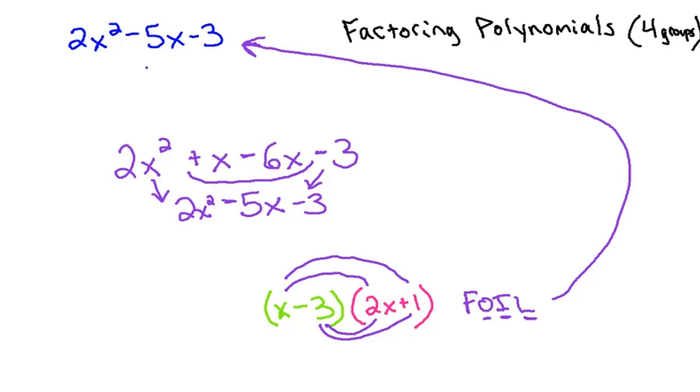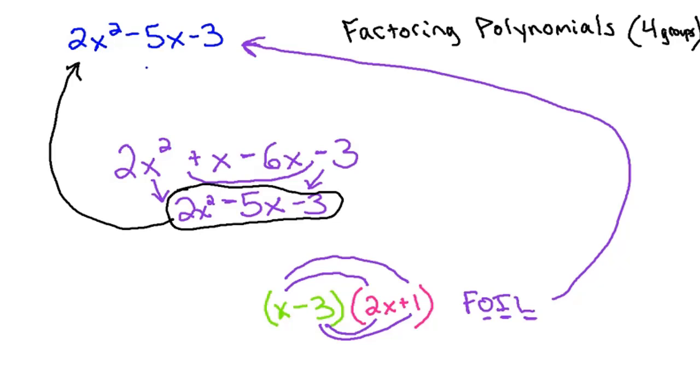So is this 2x squared minus 5x minus 3 the same thing as what we started with up here? It sure is. So since we FOILed it, we checked our work, we made sure that we had everything in the correct order, and it turned out when we FOILed it back out, we ended up with the problem that we started with. So we know we did a good job.